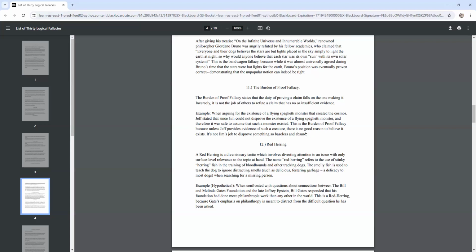This one happens a lot. Like, you can't disprove the existence of Bigfoot. Well, no, you can't. But, I mean, you would have to scour every square inch of uncharted forest, right? So it's not your job to do that. It's the other person's job to show that there's good reason to believe there's a Bigfoot.